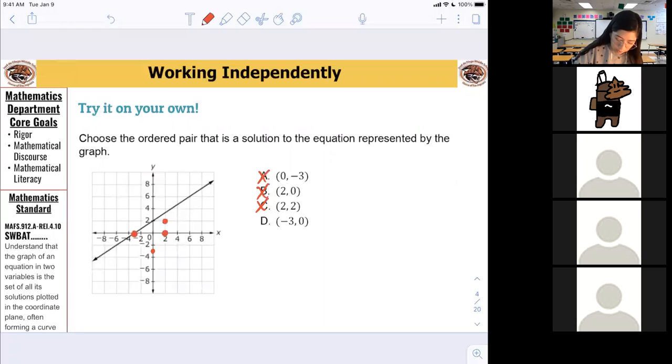Let me label all of these. So this is (0, -3). That one was (2, 0), (2, 2), and then (-3, 0). Do I have any questions on reading coordinate points and lining them up properly?